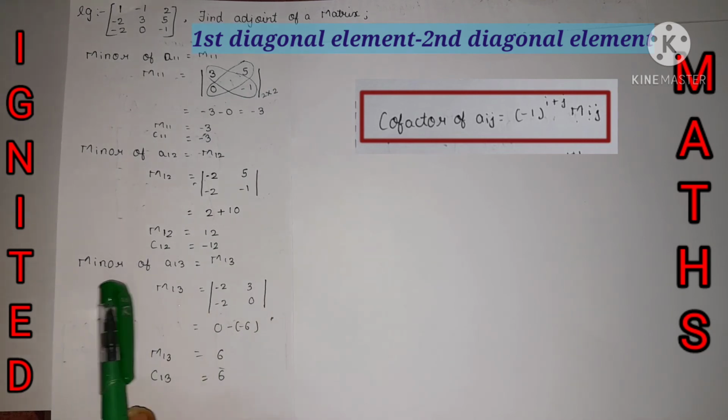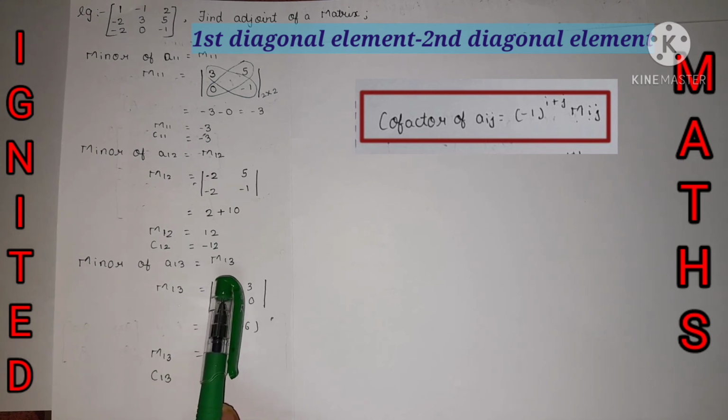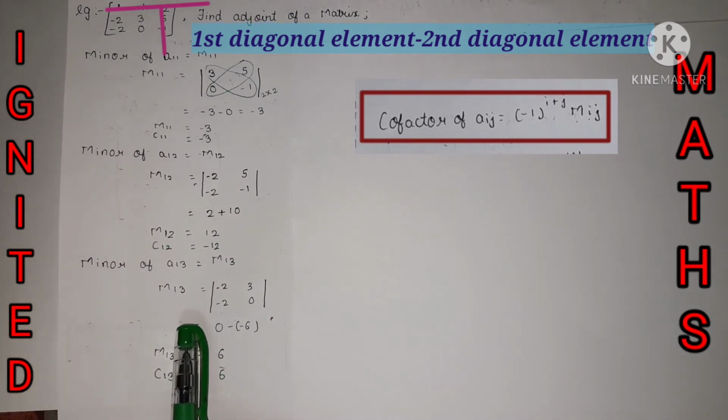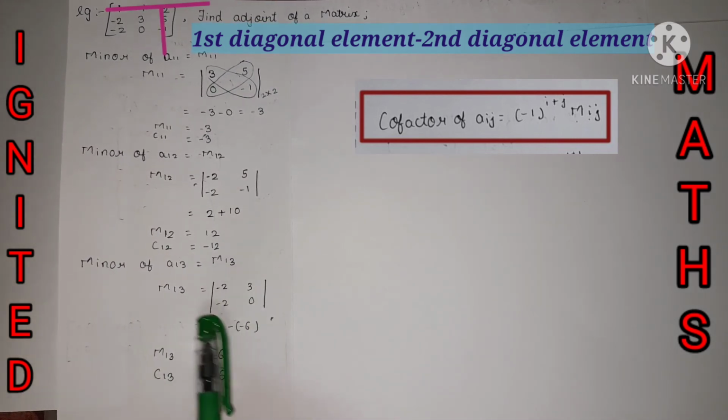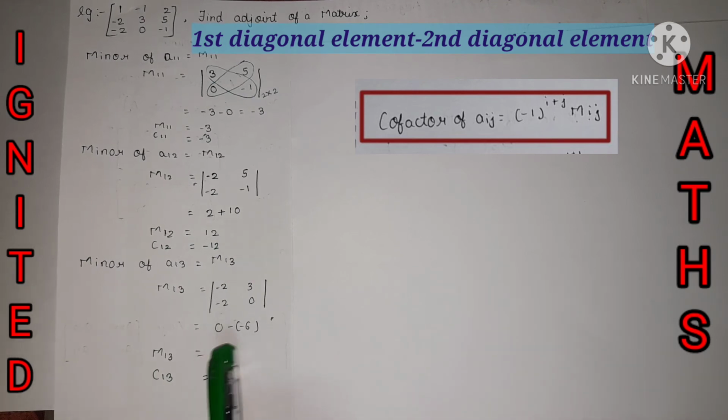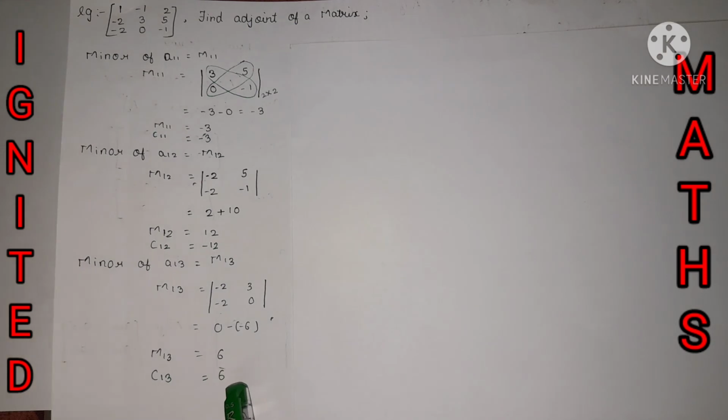Now the cofactor C12, doing the calculation, minus 1 raised to 1 plus 2 into M of 12, so minus 12. The minor of A13 is equal to M of 13, and for M of 13 we hide the first row and third column. After hiding it we get a 2 cross 2 determinant, and we find its value by multiplying the first diagonal element and subtracting the second diagonal element, and we got the answer as 6. And the cofactor C13 is minus 1 raised to 1 plus 3 into M of 13, and M of 13 is 6, so we get the answer as 6.